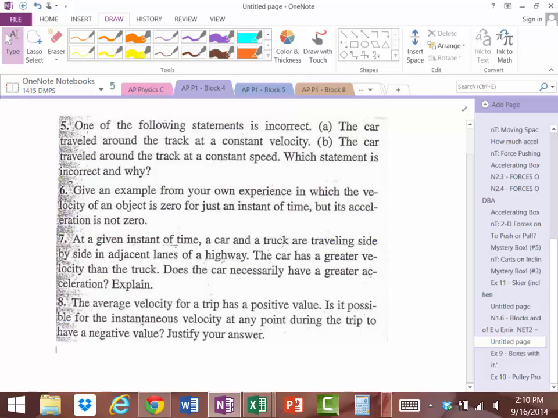Yes. So the car has a greater velocity than the truck. If the car isn't... 0, that means it's right? There you go. Or you can just have the straight highway and neither of them change speed.